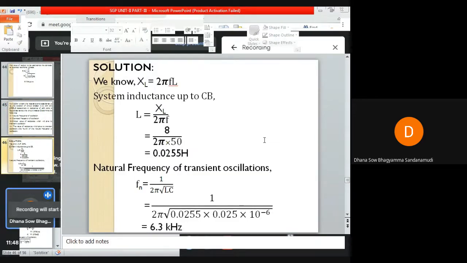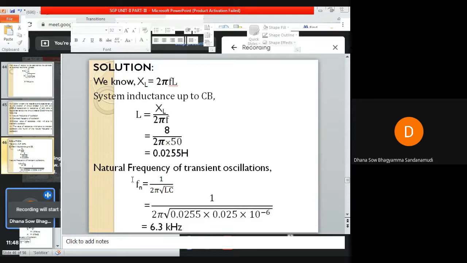So since reactance is given, we can determine the inductance. We already know the formula XL equal to 2 pi FL, and from this formula L is equal to XL by 2 pi F. So XL value is 8 by 2 pi into F, where F is 50 hertz according to Indian standards. So 8 by 2 pi into 50, you will get L as 0.0255 Henry.